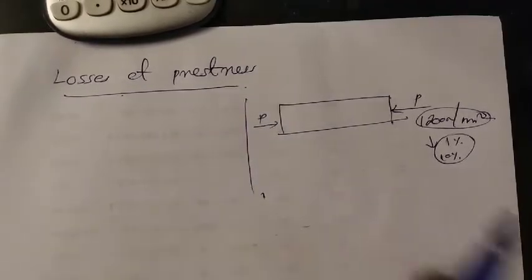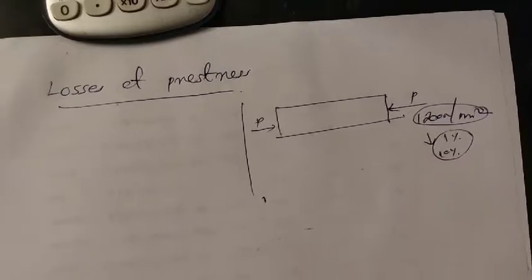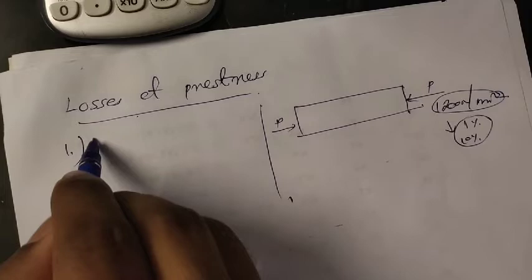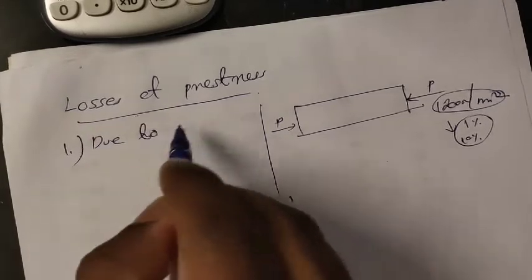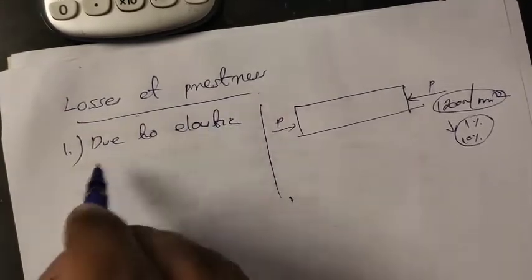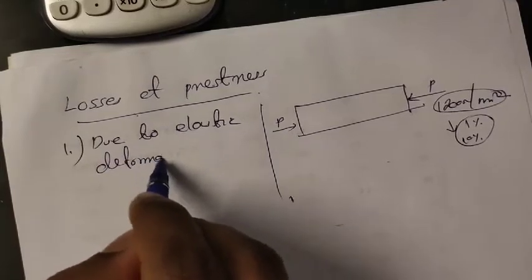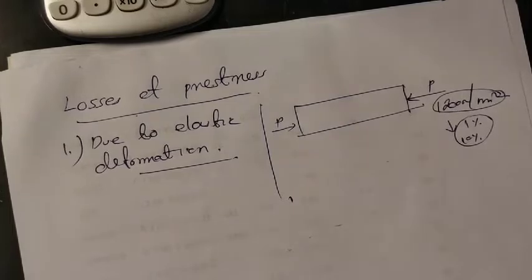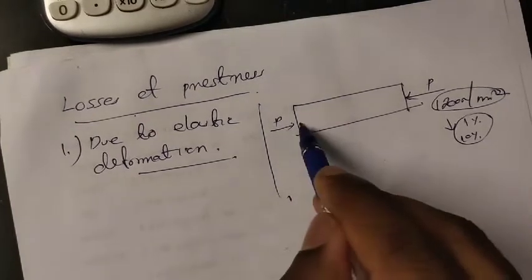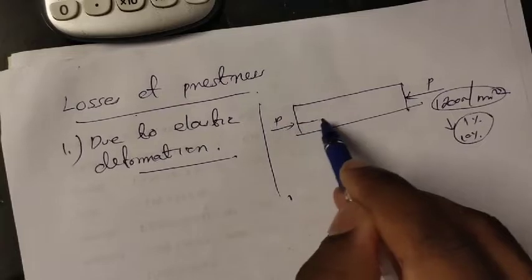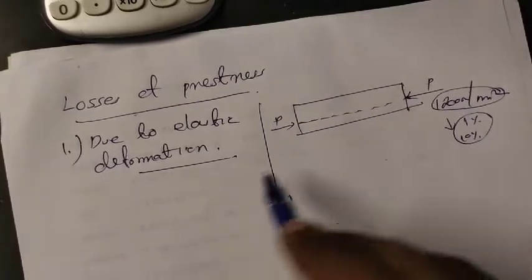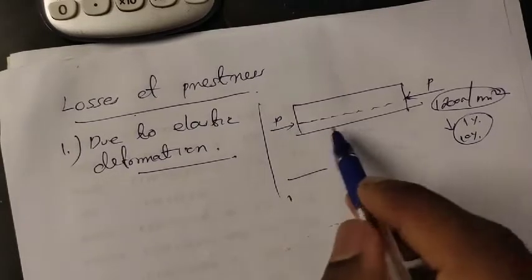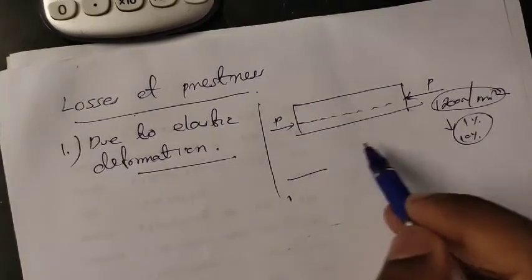It has several types. The first one is due to elastic deformation. What is elastic deformation? Instead of a rod, we are providing high tensile wire. After providing it, if we are using a high elastic wire, it elastically deforms.